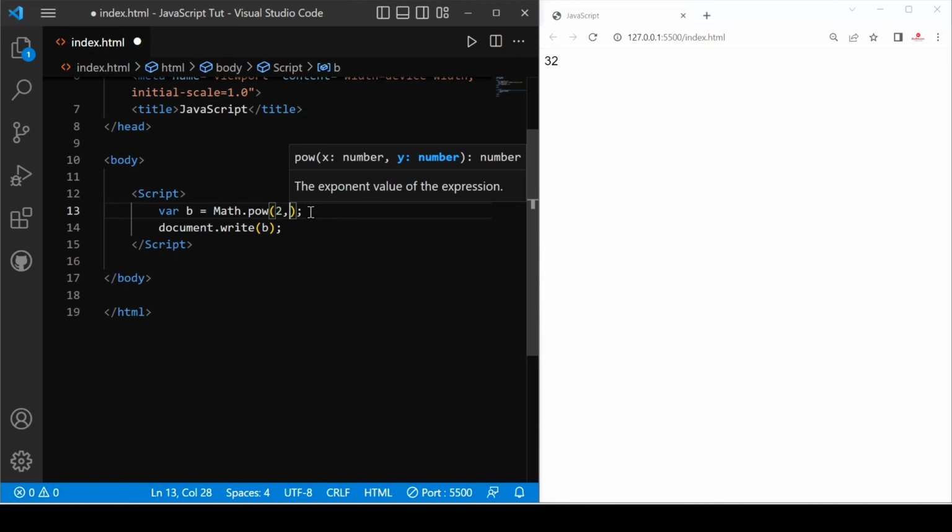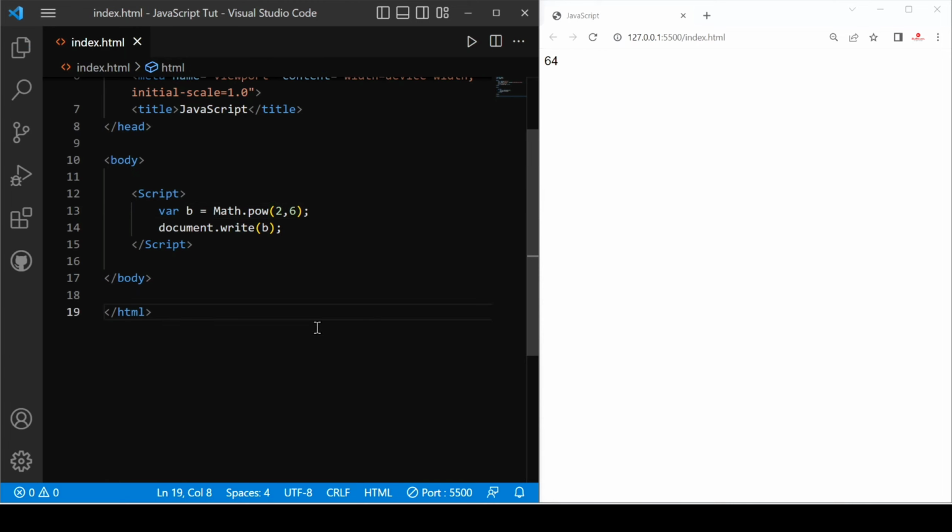If you provide 6, it will give you 64, which is double of 32. Here I provide 2 into 2 into 2 into 2 into 2. This is 2 to 4, 4 to 8, 8 to 16, 16 to 32. If you provide one time more, it will just double the number. Okay, I just remove it.